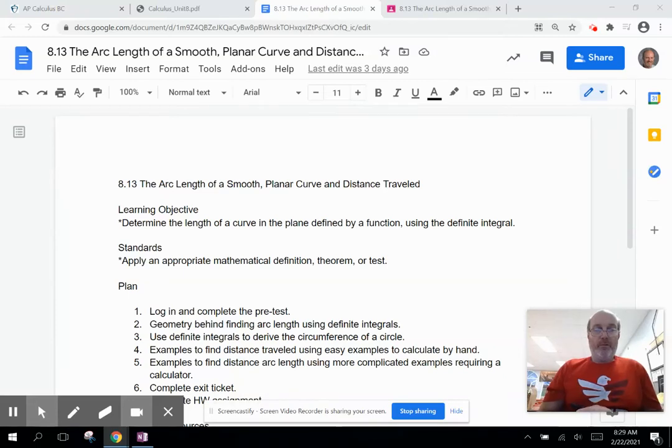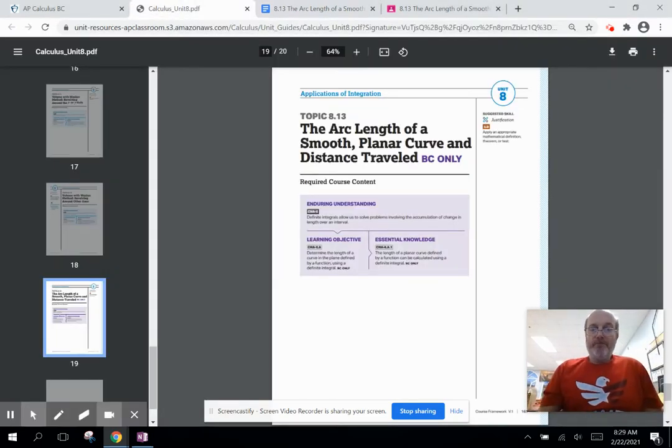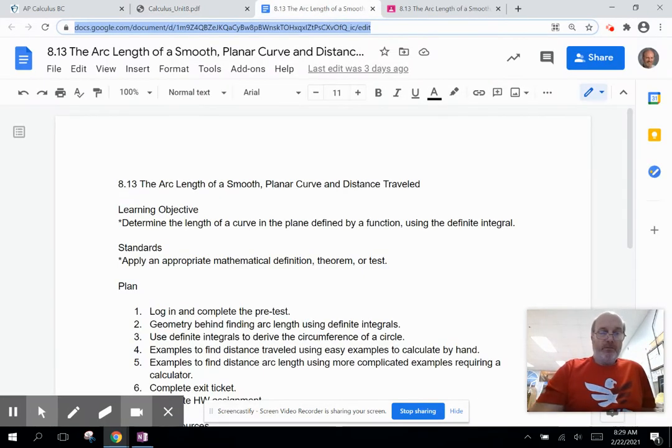Okay, today we're going to do topic 8.13, arc length of a smooth planar curve and distance traveled, AP Calculus curriculum. The learning objective is to determine the length of the curve in the plane defined by a function using a definite integral. We're going to start by looking at the geometry behind finding arc length using definite integrals.